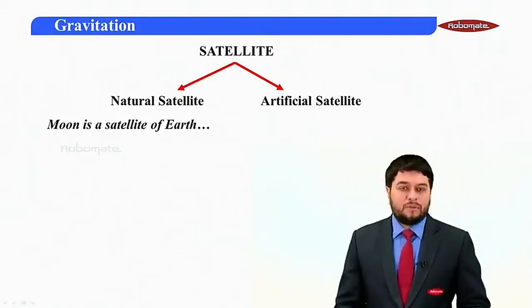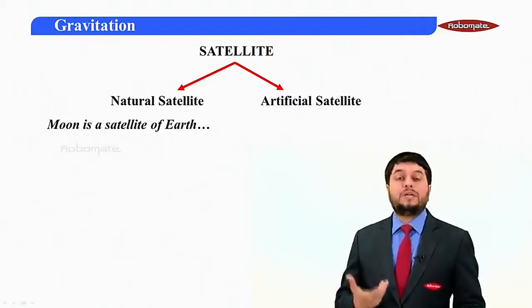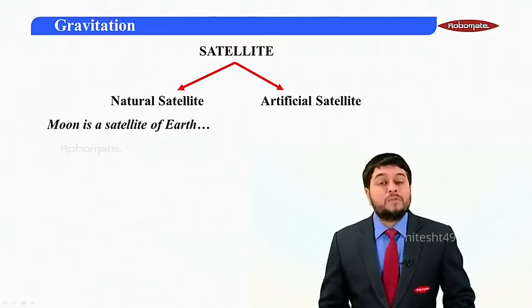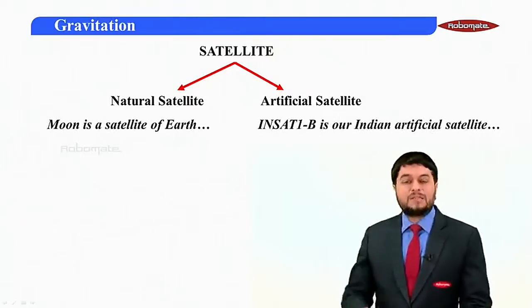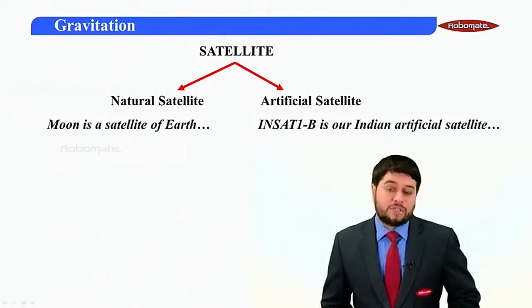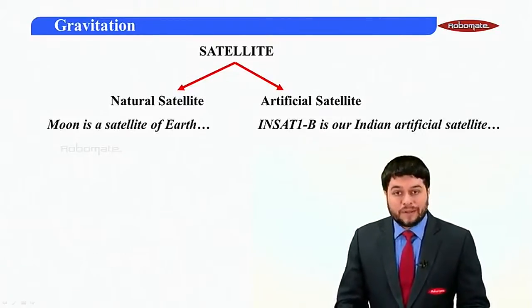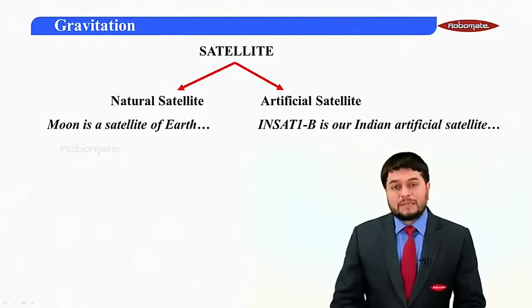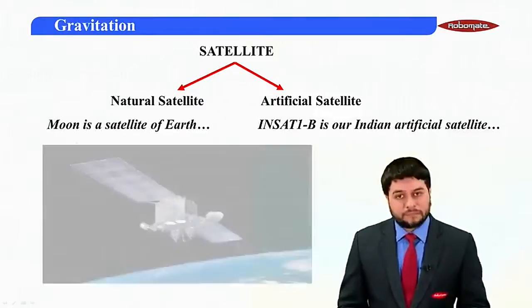There is one more, the artificial satellite. These are the man-made satellites which we forcefully put in orbits around the earth for our own uses. An example would be INSAT-1B, which is a purely Indian artificial satellite used for understanding the climatic conditions. Now, let's understand how these artificial satellites are set into orbits.